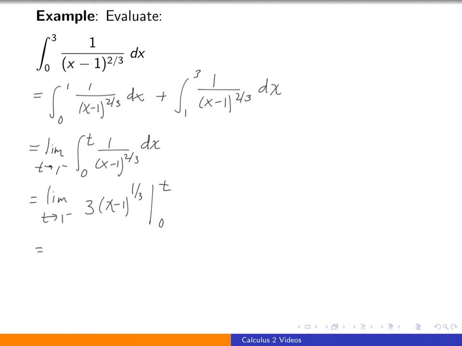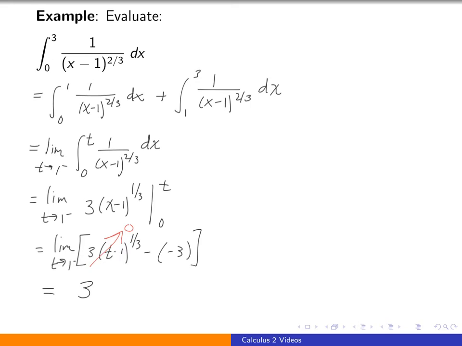So plugging in x equals t, this would be 3 times t minus 1 to the 1/3, minus, plug in x equals 0. So this would be minus a minus 3. And as t approaches 1 from the left, t minus 1 goes to 0, and because of the positive power, this first piece goes to 0. And the value of this limit would be positive 3.